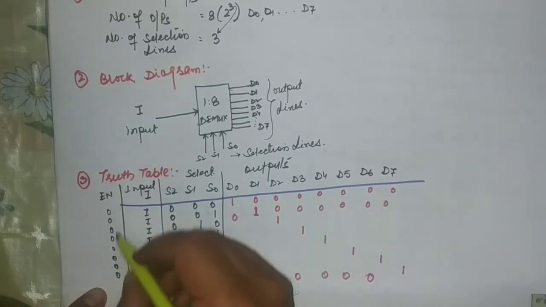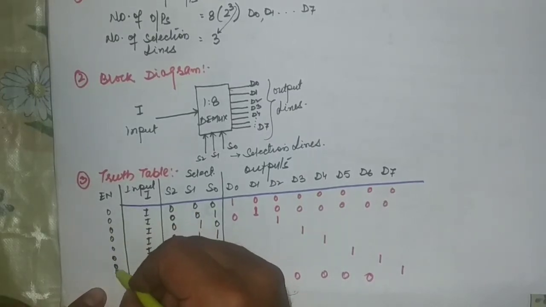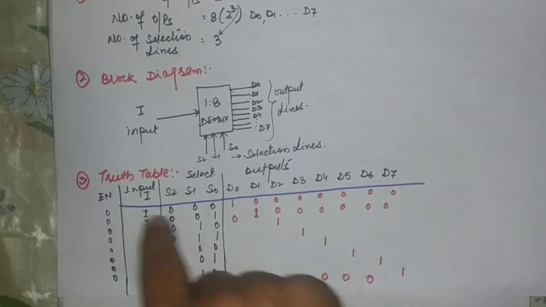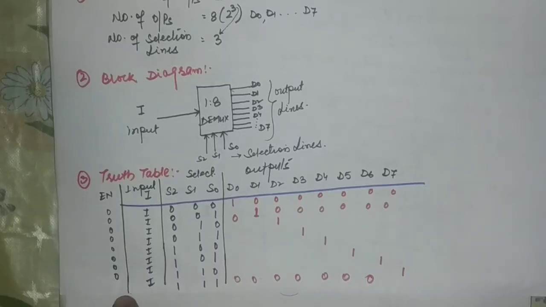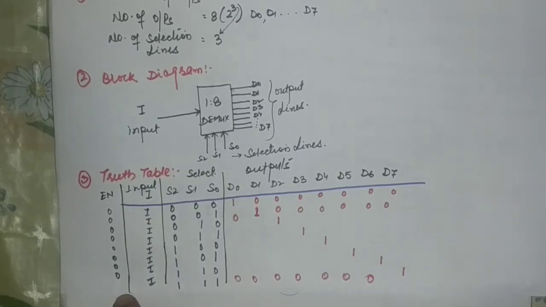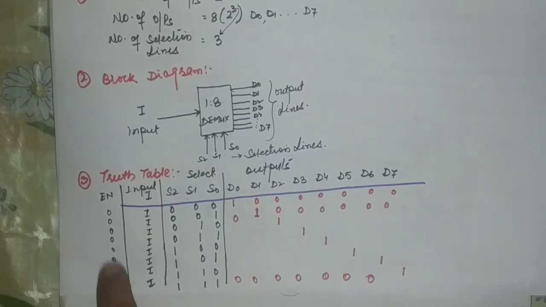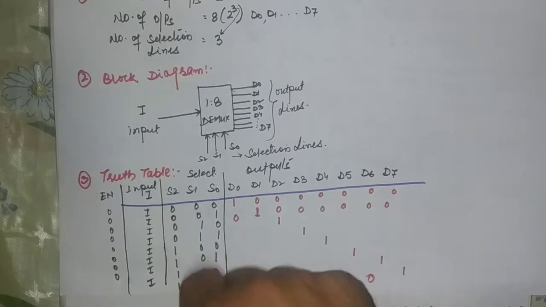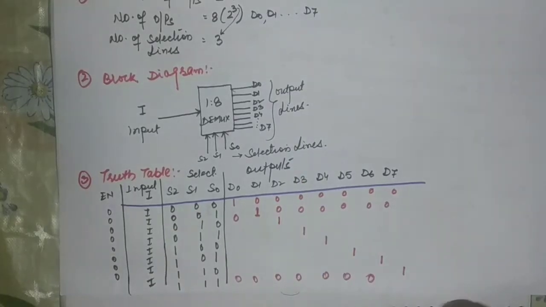So 1, 2, 3, 4, 5, 6, 7, 8. So this should be at active low. And when it is 1, then all the outputs will be equal to 0. Means when En is equal to 1, that means active high, but it is not activated at high, it is activated only at a low value. So when En is equal to 1, whatsoever is the input, whatsoever the combination of these selection lines, the outputs for all these AND gates will be 0.